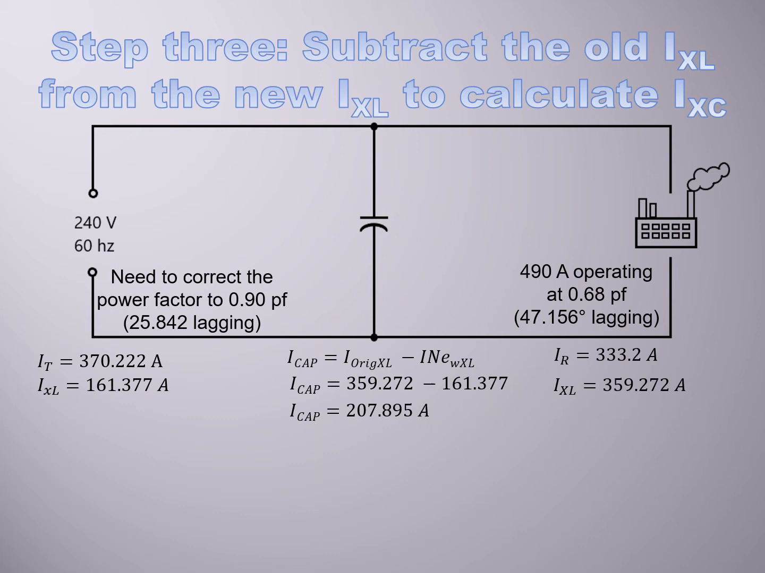My next step is to figure out what the ampacity of my capacitor bank is going to be. This not only gives me the ampacity to size my wires and my disconnects, but it also gives me an idea of how to get my total reactive power from this calculation.